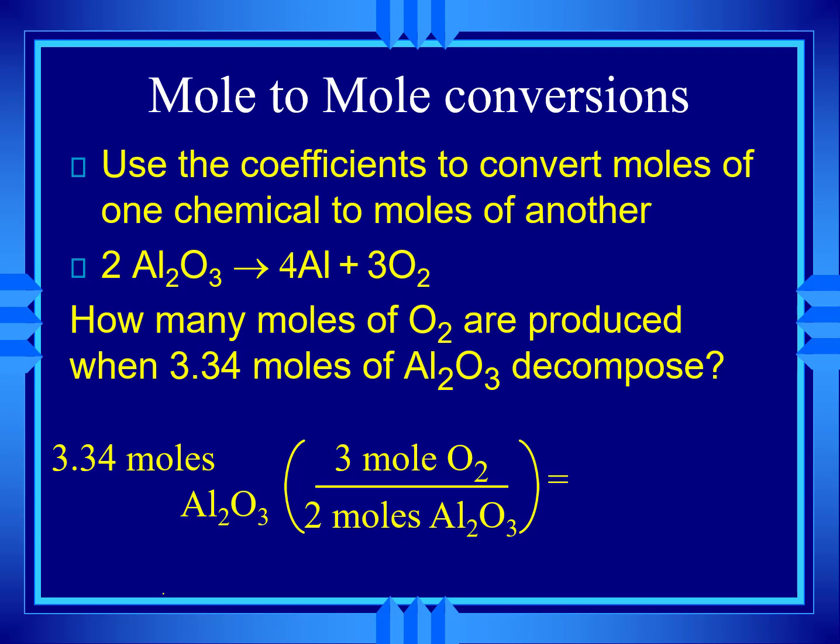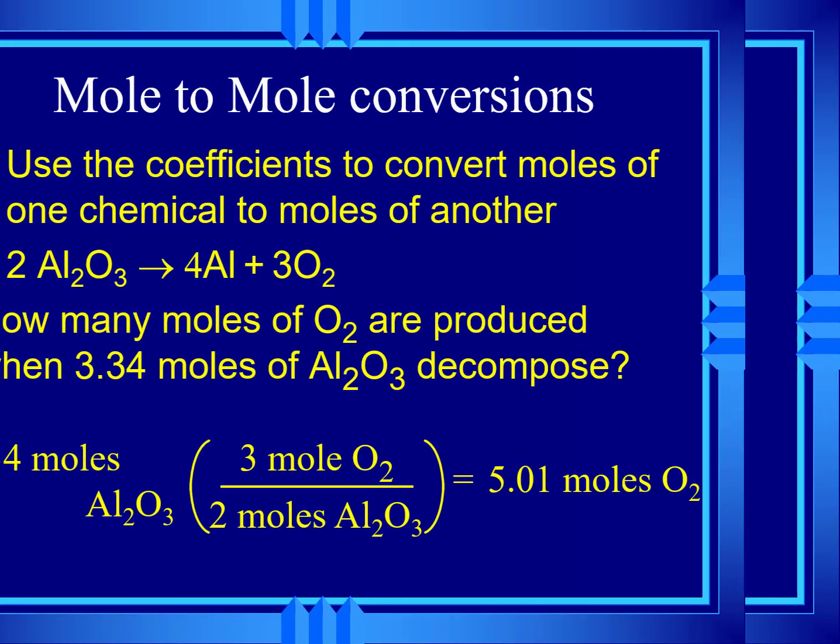So if you push those buttons, 3.34 times 3 divided by 2, it works out to be 5.01 moles of O2. And that's all there is to it. You read the coefficients as moles because we can read the equation in moles. So let's work out a few examples, and then you can start the homework.